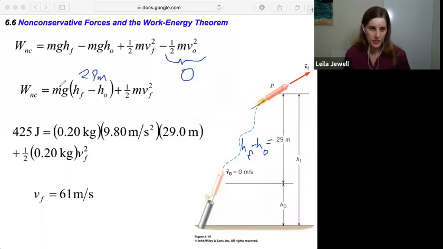And as we look at this, we know the mass, we know g, we know that 29 meters, we know the work done by non-conservative forces is 425 joules. The only thing we don't know is this final speed. And that's exactly what we're trying to solve. So if we plug in all the knowns, we can rearrange algebraically the numbers to solve for our final speed. And you should find that it is 61 meters per second.